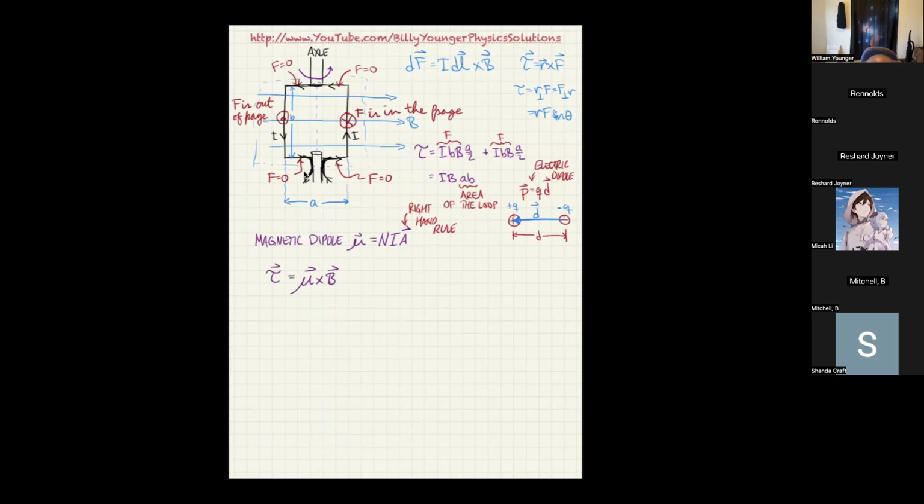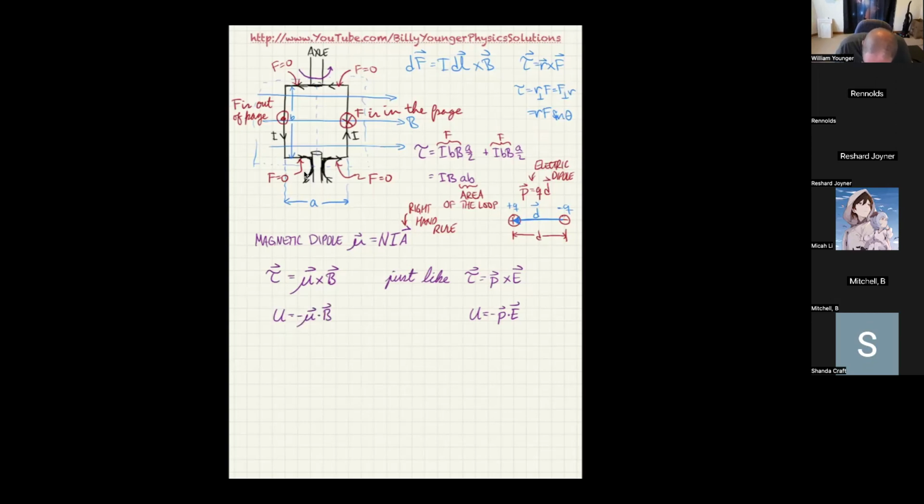Just like the torque is equal to P cross E that we found when we did the electric field and electric dipole, it turns out also that we had U is equal to negative P dot E for the potential energy. Well, guess what? You can do the same calculation here, and you're going to find U is equal to negative mu dot B.